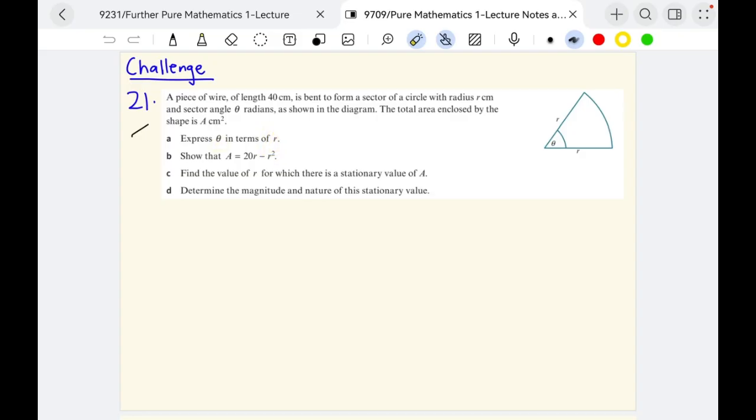So, a piece of wire with the length of 40 cm. So this is your perimeter of the sector. So how to get the perimeter of the sector? Sum of the two radius. Let's say the perimeter P of the diagram is 40, equal to 2r plus r theta. Why r theta? Because r theta is the arc length. Arc length over here, not the length of the chord. Okay?